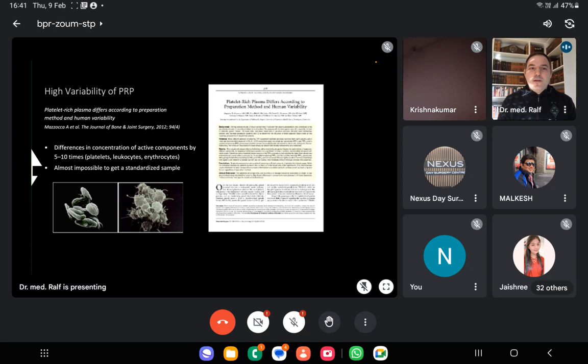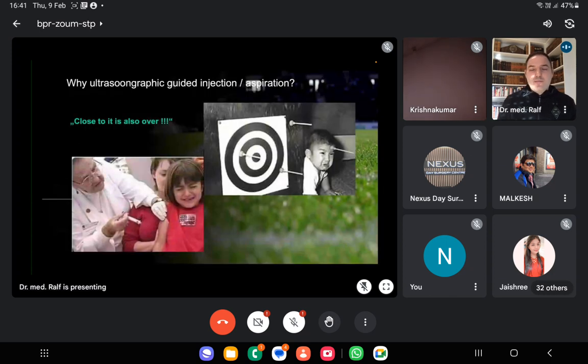So the amount of platelets in the peripheral blood is not a constant value, so it's very, very likely to go down and up due to lots of circumstances. So this makes it almost impossible to get a standardized sample, and this might also lead to a variation of the effect. And then there's a need to administer the PRP sonographic guided.